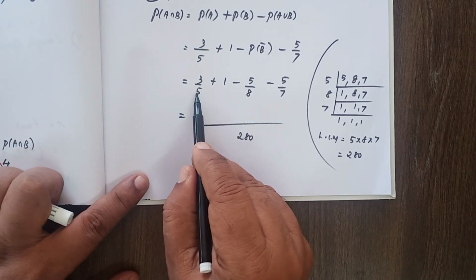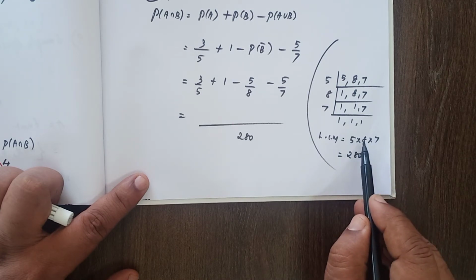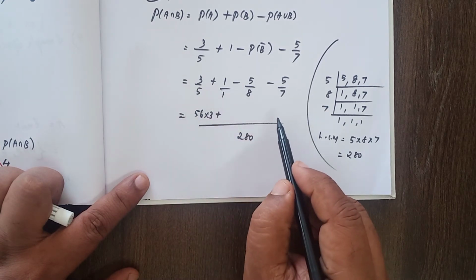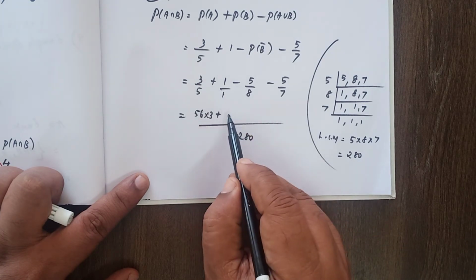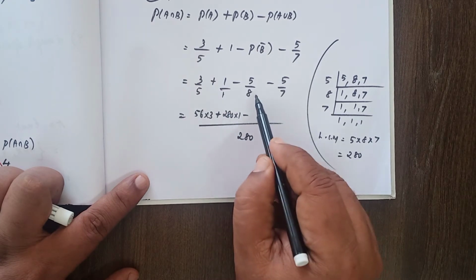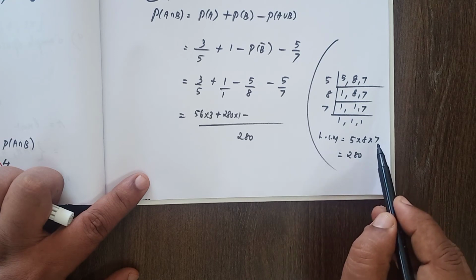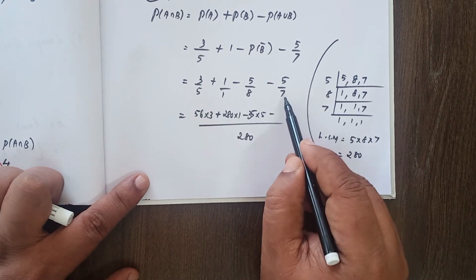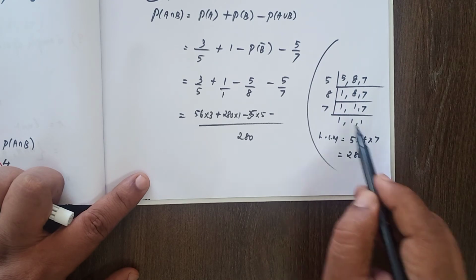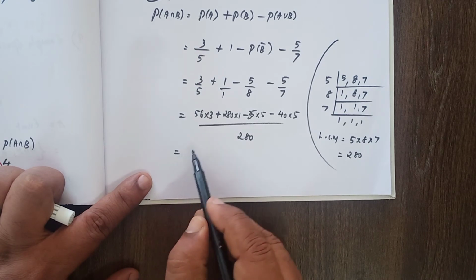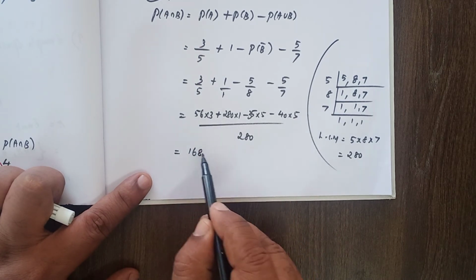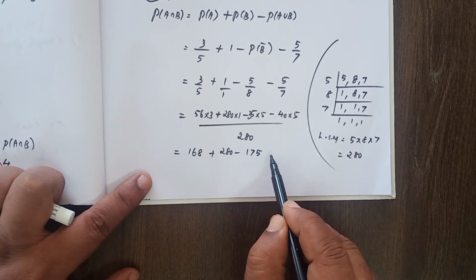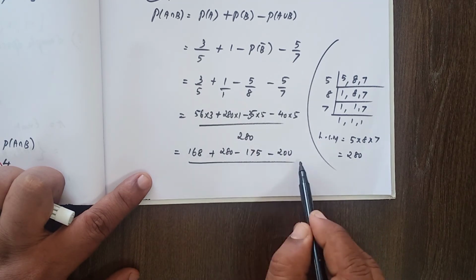If you divide 280 by 5, you get 8 7s are 56. Leave that 5, 8 7s are 56, 56 into 3, plus 1. Here write 1: 280 by 1 is 280, 280 into 1, minus. What is in the denominator, 8, leave that 8, we have 5 7s are 35, 35 into 5, minus 7, leave that 7, we have 5 8s are 40, 40 into 5. Equals 6 3s are 18, 5 3s are 15 plus 1, 168, plus 280 into 1 is 280, minus 35 into 5: 5 5s are 25, 3 5s are 15 plus 2, 175, minus 40 into 5, that is 200, divided by 280.